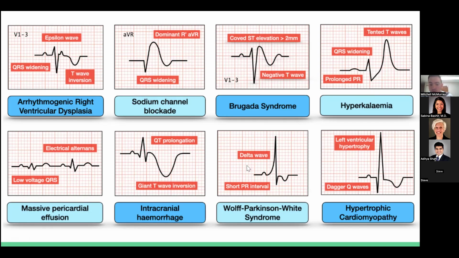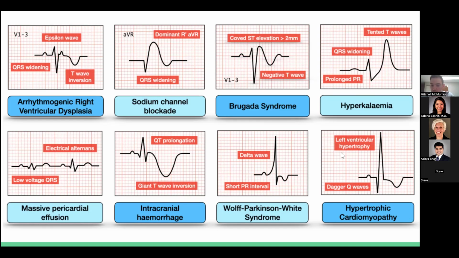And then I was referring to WPW earlier in this presentation. So this is the delta wave. They call it the slurred upstroke of the P wave going into the QRS complex, and then they have a short PR interval, so less than 120 milliseconds, which is about 3 small boxes. That's pretty classic for WPW. This EKG will probably show up on your board exam as a young person that's either tachycardic or passed out. They like to ask this question.